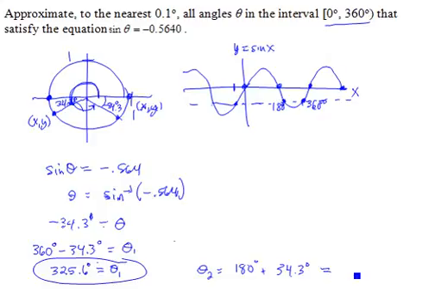That gives us a value of, what, 214.3 degrees, and that is a second angle for which the sine of theta is approximately negative 0.564.